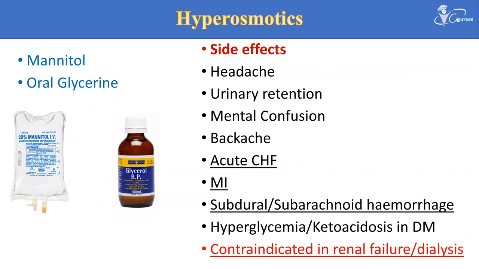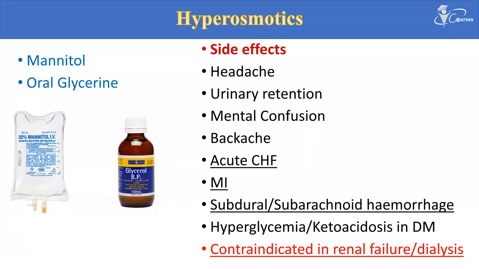The last category is the hyperosmotic agents. The hyperosmotic agents can be either intravenous, such as mannitol 20%, or oral agents, such as oral glycerol. They depend on increasing the osmotic pressure of the plasma, so they will draw fluid by osmosis from areas of low solubility. Remember the solubility and the mechanisms of aqueous formation.